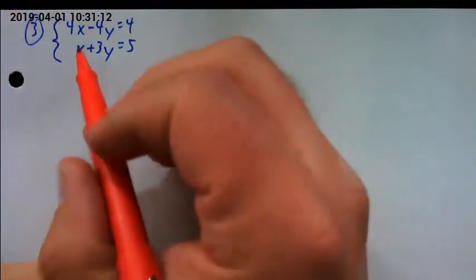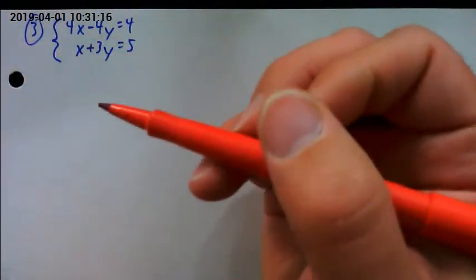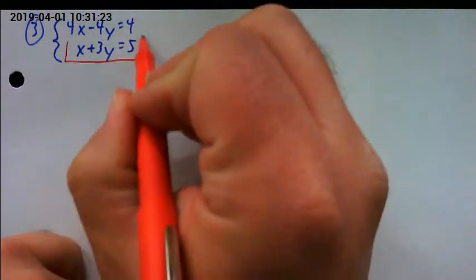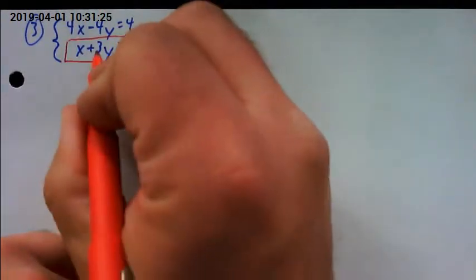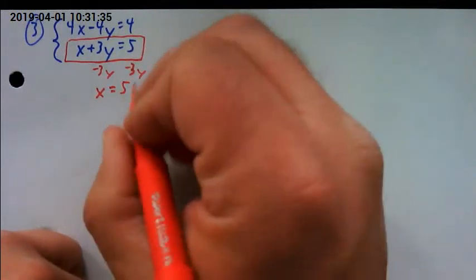Why do you say the second one? Because it already has a variable by itself. Because this variable doesn't have a coefficient in front of it, so it's almost by itself. The only thing we'd have to do is move this 3y over to the other side. So if we take this second one and move the 3y over by subtracting the 3y, that's the only step we'd have to do to get x by itself. So we'd have x is equal to 5 minus 3y.